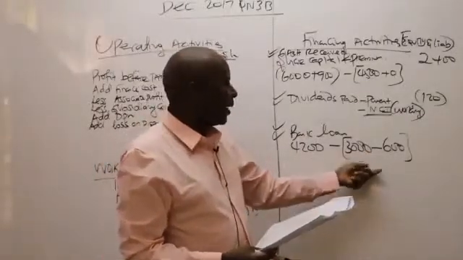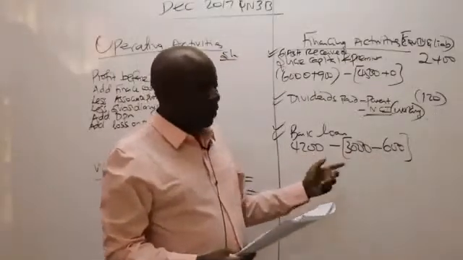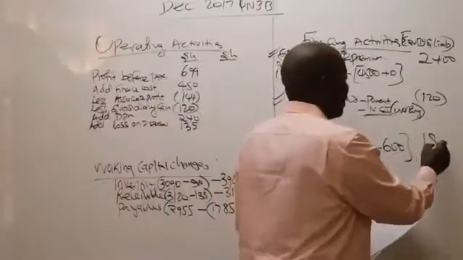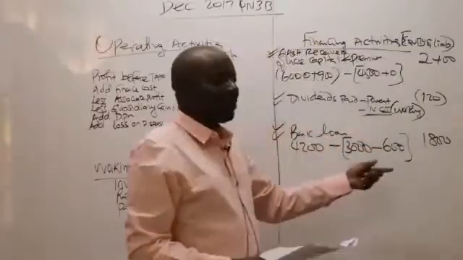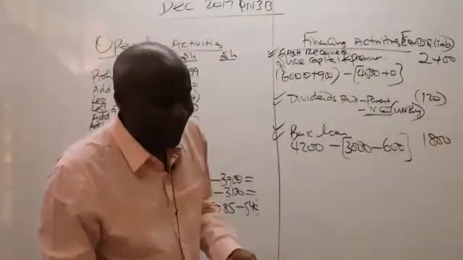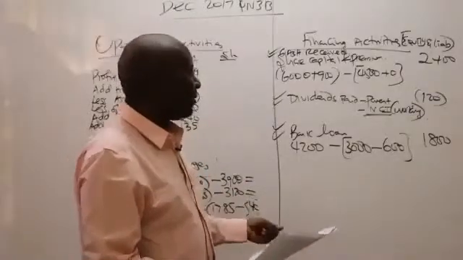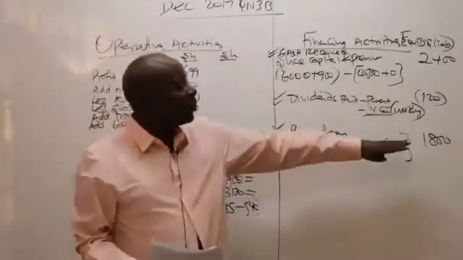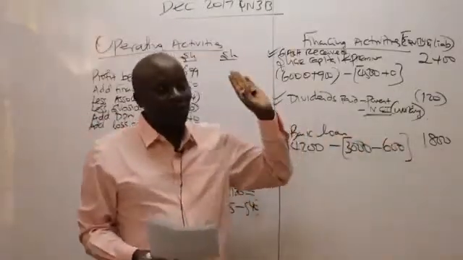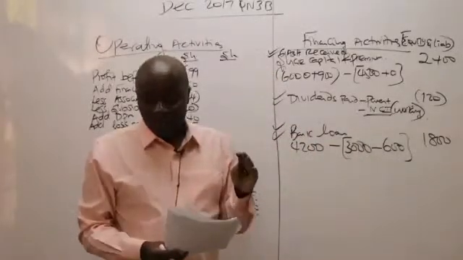Subtract this, then less this for 200. How much do I get? 1,800. So is this 1,800 positive or negative? It's positive. If it's positive, you don't even need to write a narration. It's a cash inflow.